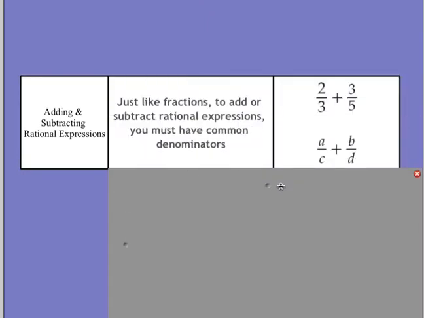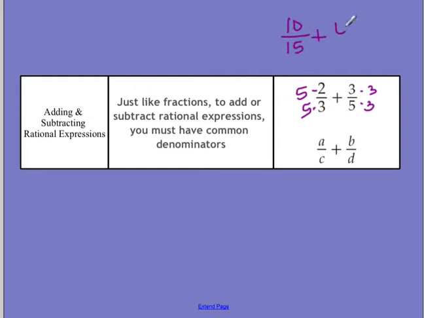Just like fractions, to add or subtract rational expressions, you must have a common denominator. If we take a look at the example off to the side, my common denominator between 3 and 5, I can multiply both of them to get 15. So for this case, I would have to multiply this one by 5. And remember, whatever I do in the denominator, I also do in the numerator, because 5 over 5 is 1. So that's why we can do this. And I also have to get the denominator over here to be 15, so I'd multiply by 3. So what I would really have is 10 over 15 plus 6 over 15.